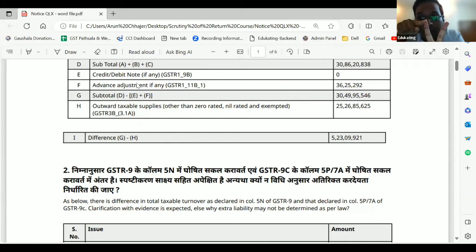Within the form: if I am explaining GSTR 3B, what are the points which you should interlink while filing the 3B within that form? And second, interlinking from one form to another form. One is within the form and the second is from one form to another form. That is the main problem of all such notices.